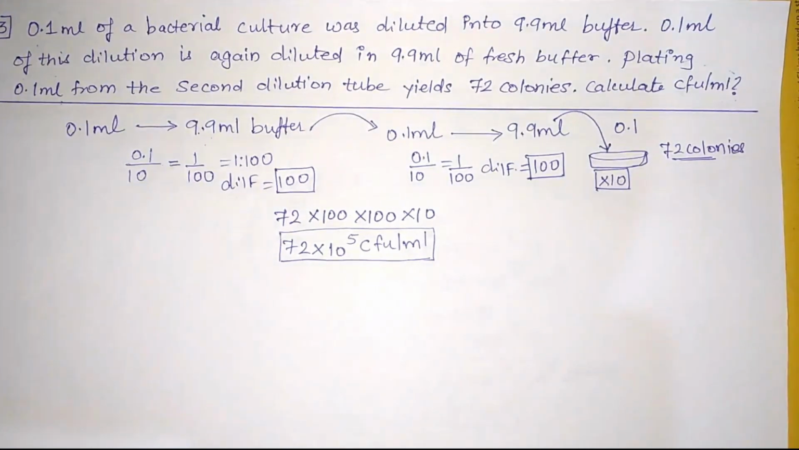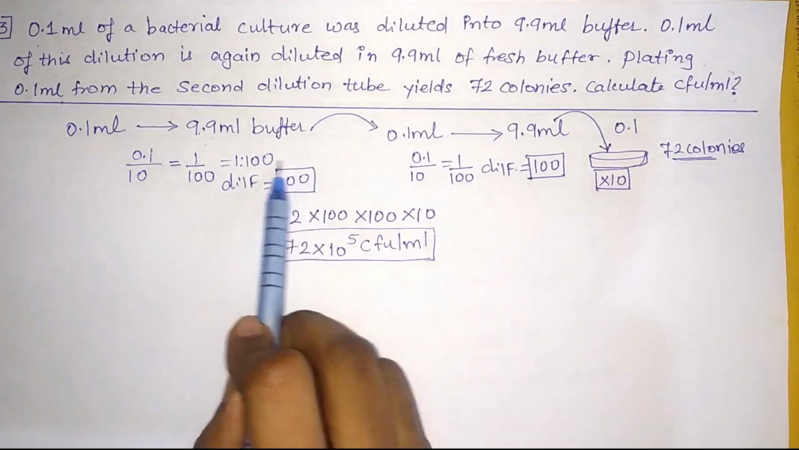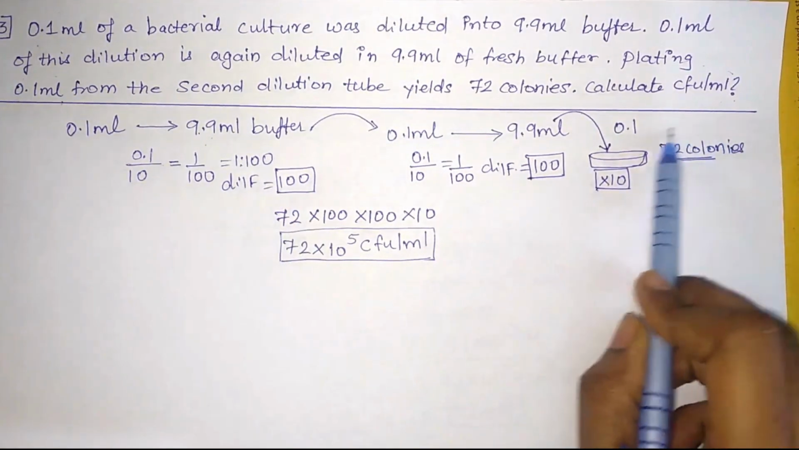This was a very simple question. If you get a similar question, always remember, first calculate the dilution factor, and whatever colonies you got here, just multiply it.